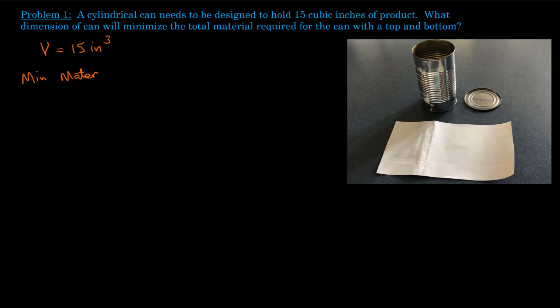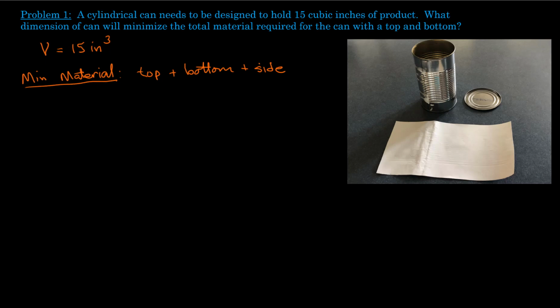Okay, so we need to think through where is material used in producing a can? Well, you do need some material for the top of the can. You need some material for the bottom of the can. And remember, the top and the bottom need to be the same size. Then we need material for the side of the can. If you have a top, a bottom, and a side, you have a can. So what we want to do is minimize the material.